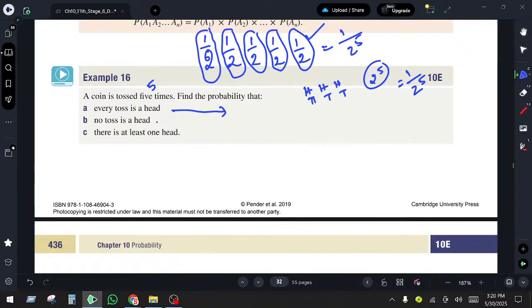Now, no toss is a head. No toss is a head means no head should come, that is, all tails should come. That is the same. No toss is a head means every toss is a tail: tail, tail, tail, tail, tail. So out of a total of 32, only one is all tails, 1 over 32. Or in the first event, you have one tail, into one tail, into one tail, into one tail, into one tail, it is 1 over 32.